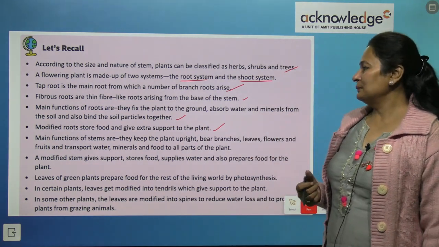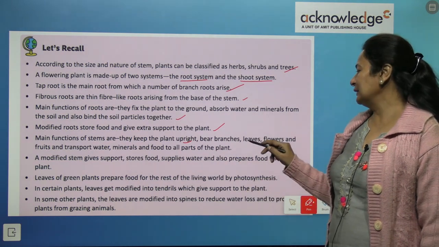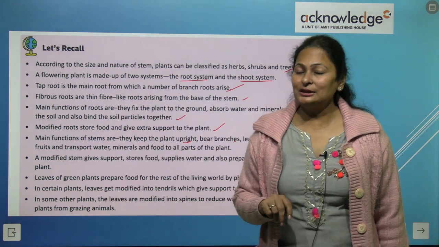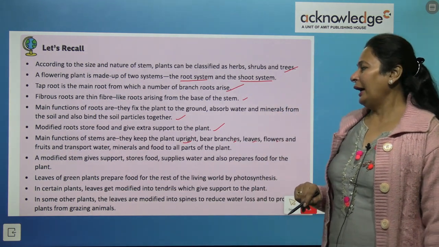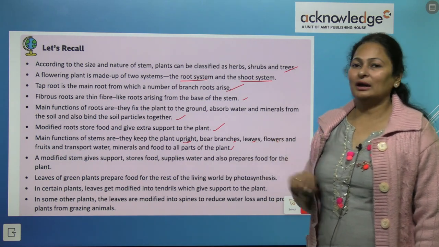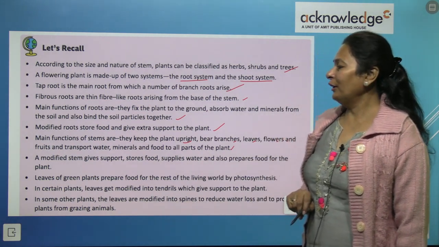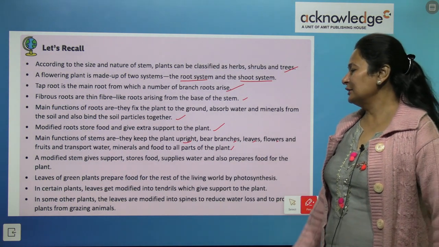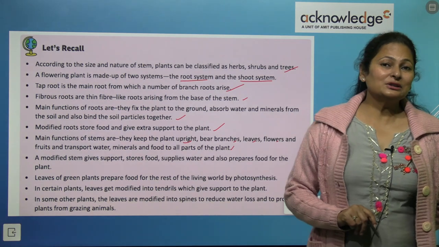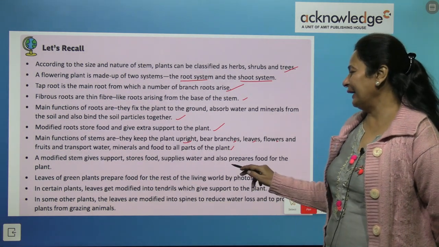Main function of stems are they keep the plant upright, bear the branches, leaves, flowers and fruits, and also transport water and minerals to the different parts of the plant. Now next is a modified stem gives support, store food, supply water and also prepare food for plants, right?